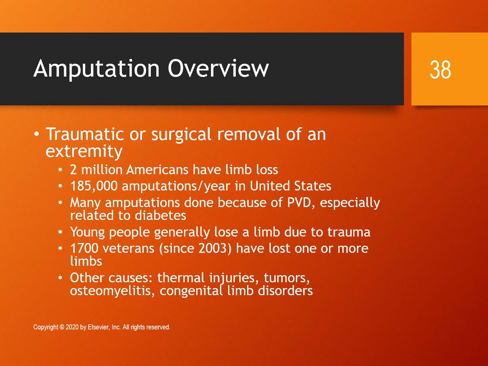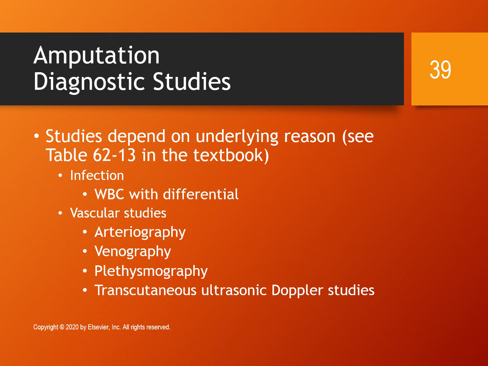Moving on to amputations. This involves either traumatic or surgical removal of the extremity. Risk factors include peripheral vascular disease, diabetes, trauma, and then thermal injuries, tumors, osteomyelitis, and congenital limb disorders or other potential causes of amputation. Your diagnostic studies are going to focus on the underlying cause. So if infection is a contributing factor to amputation, we're going to get white blood cell count with differential. If we're worried about vascular status, focus on vascular studies.